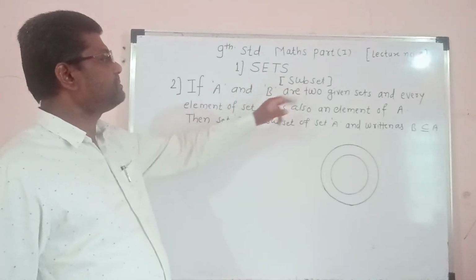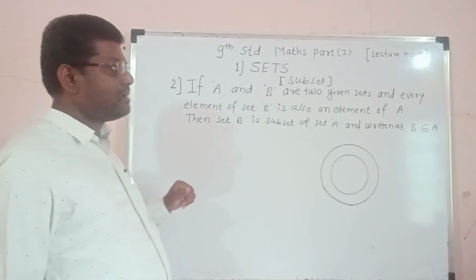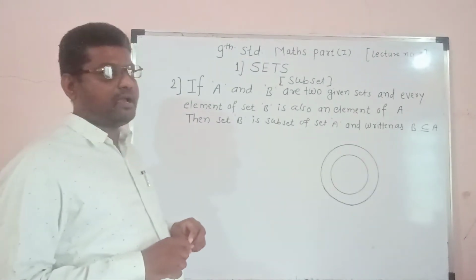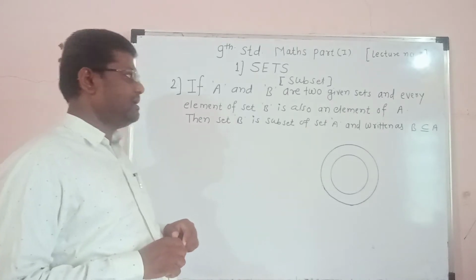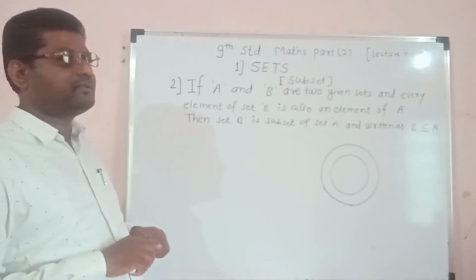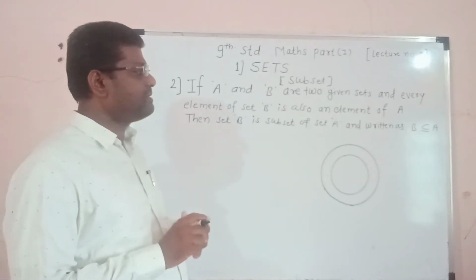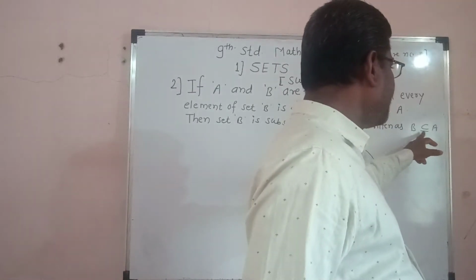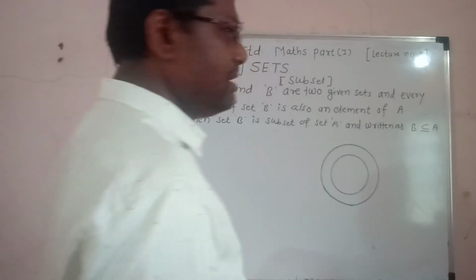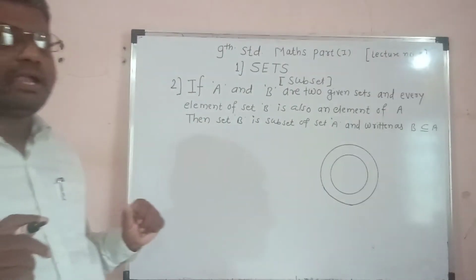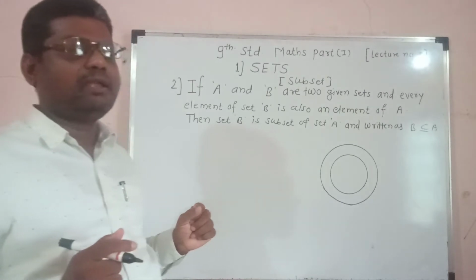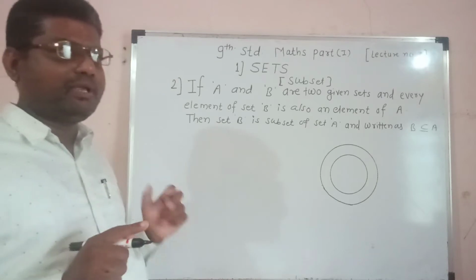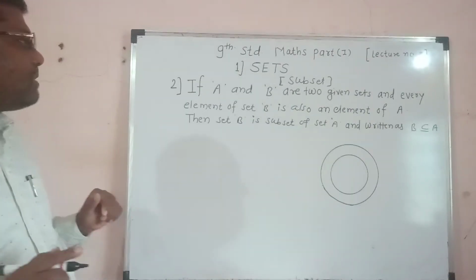Now the second point is subset. If A and B are two given sets and every element of set B is also an element of set A, then set B is called a subset of A and is written as B ⊂ A. This is the sign for subset and it is read as B subset A. Every element of set B is in set A, so set B is called a subset of set A.